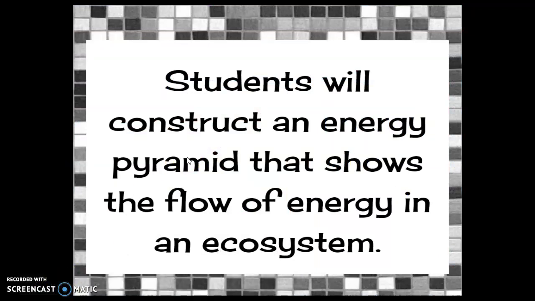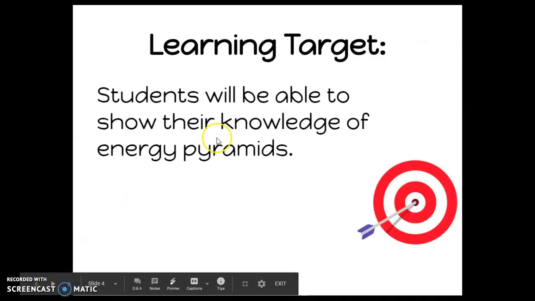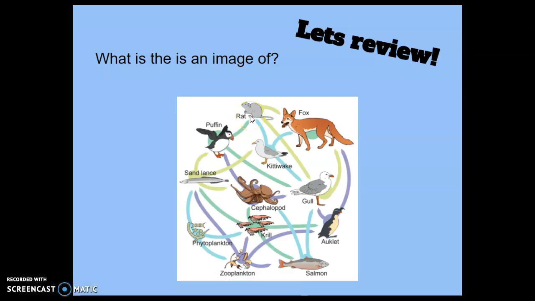This is a slide of the learning target. Students will construct an energy pyramid that shows the flow of energy in an ecosystem. Today we're going to do a little reviewing first. Here's the learning target again. So first let's review. What is this an image of is what it's asking there. It looks like I need to change that. Probably when you see it, it may be changed.